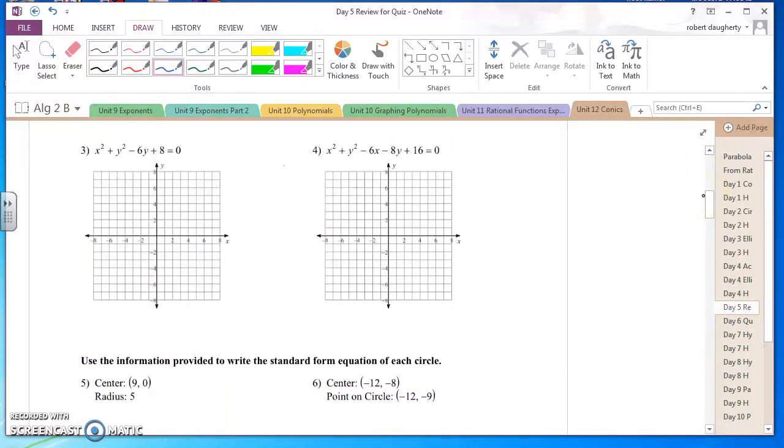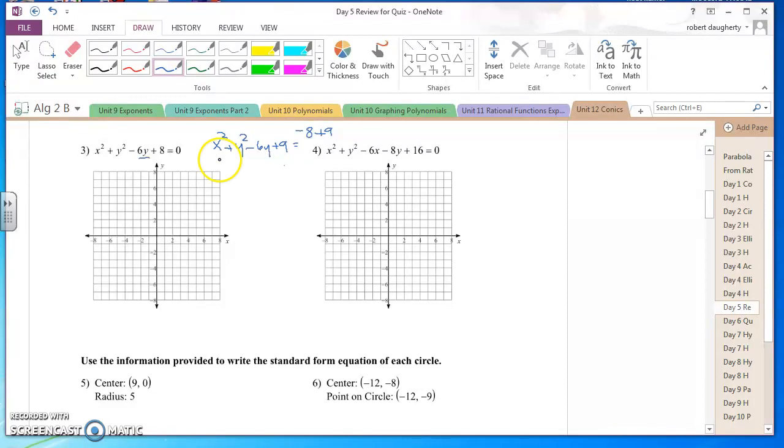Here, it's not in standard form, so I'm going to have to complete the square to make this one work. So let's see if I have room for this. I can write x squared plus y squared minus 6y, plus half of 6 is 3. So if I add 9, and then that's going to equal, I'll bring this -8 to the other side. If I add 9 to the left, I also have to add 9 to the right.